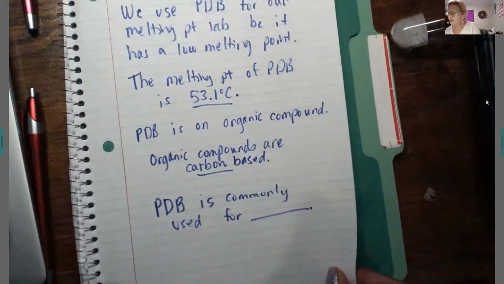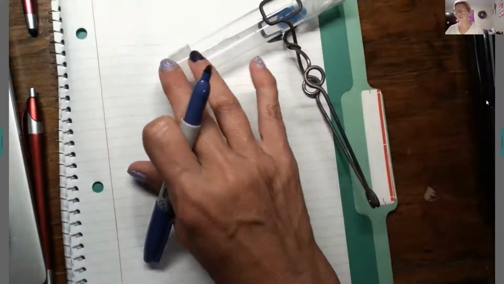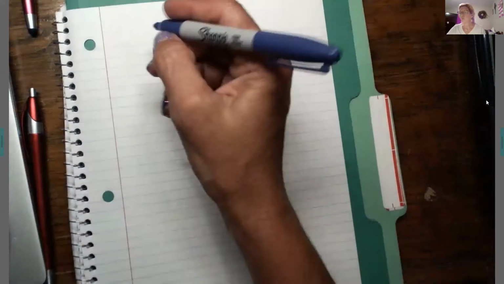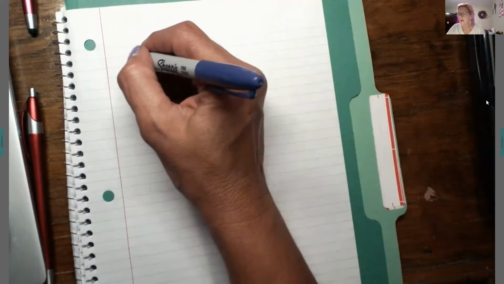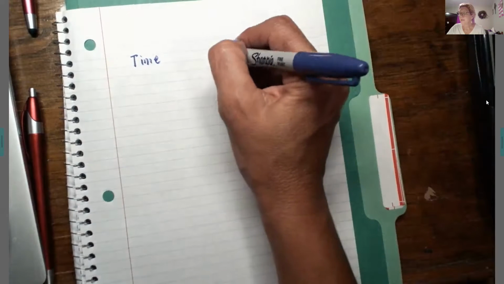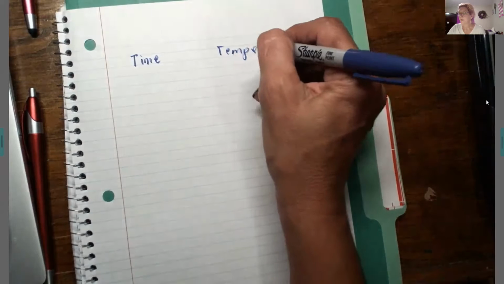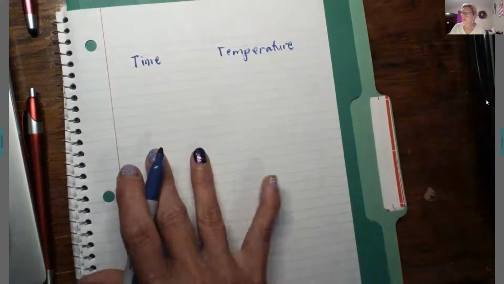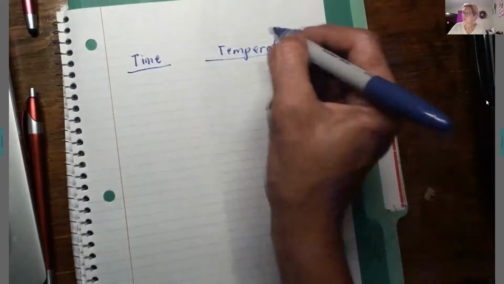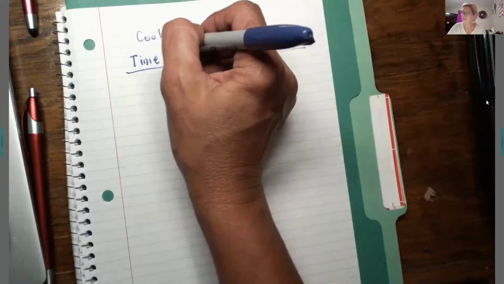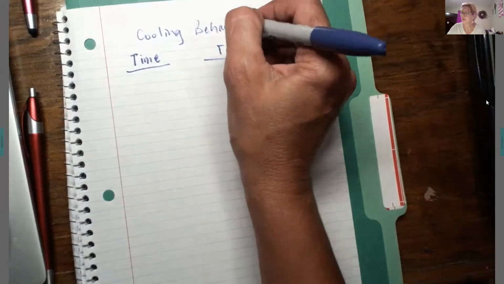Okay, so what you're going to do in this lab is you are going to take this solid and turn it into a liquid. And you're going to put a thermometer down in here, and then you're going to cool it off and make it form a solid again. So when you do that, you're going to graph time and temperature. So you're going to do this every 30 seconds. So this is the cooling behavior.